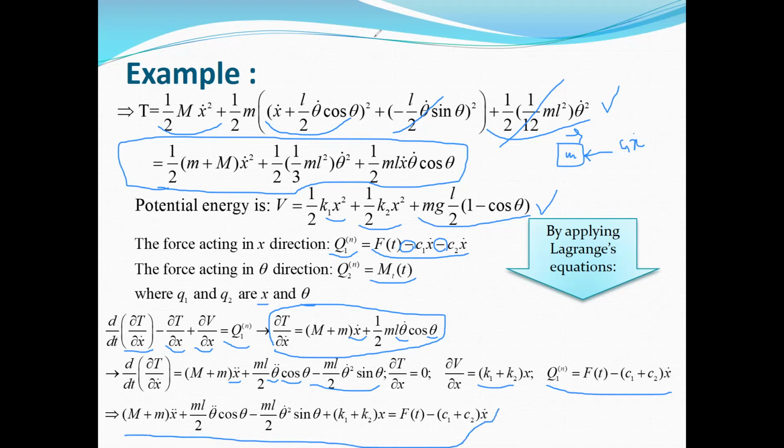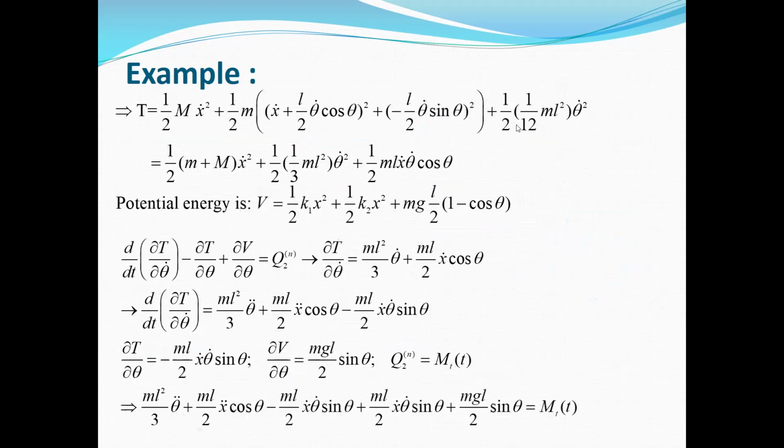For the second equation, instead of q, we need to substitute theta and calculate the derivatives. You can calculate all of the derivatives similar to x, but only the derivative of T, this term here, is not 0, while in the previous equation the derivative of T with respect to x was 0. But here we have theta. As you can see, we have cosine theta, we have sine theta. So the derivative with respect to theta for the kinetic energy is not 0. We need to calculate this.